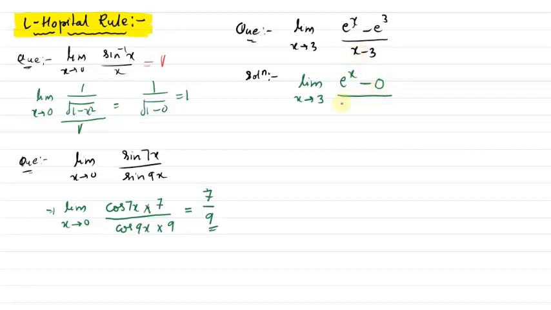Divided by differentiation of x will be 1, and since 3 is a constant, its differentiation will become 0. So finally what we are getting from here is limit x tending to 3 e raised to power x by 1. Finally, we substitute the value of the limit, so the final answer we get from here is e raised to power 3. That will be the final answer for this one. Okay, let's have a look at the next question.